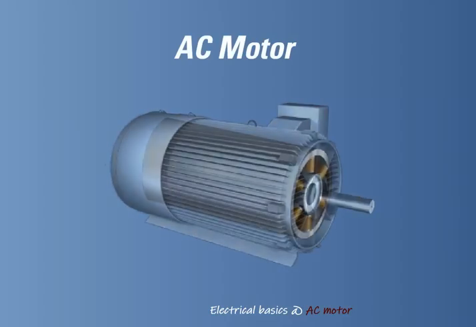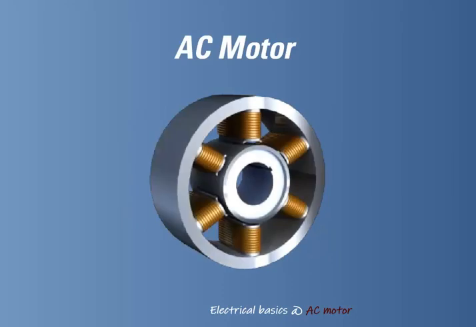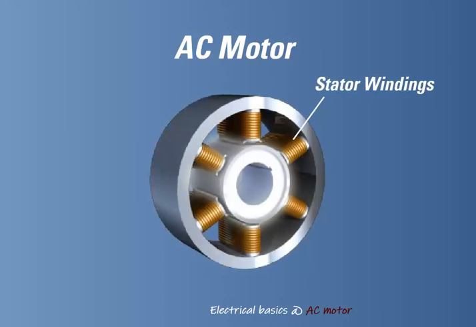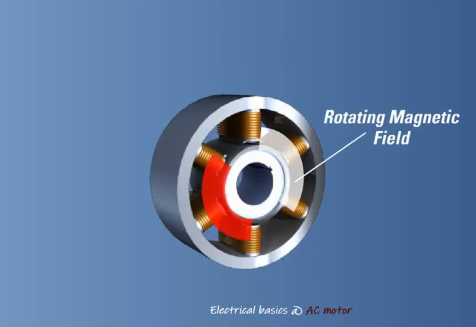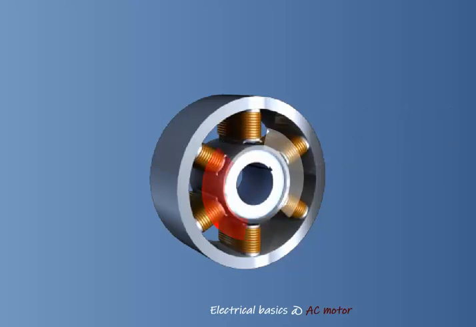Let's take a look at the construction of an AC motor to better understand how it works. The two major parts of an AC motor are the stator windings and the rotor. The function of the stator is to create a rotating electromagnetic field when alternating current is applied to its windings. To see how this is accomplished, let's take a closer look at the stator's construction.